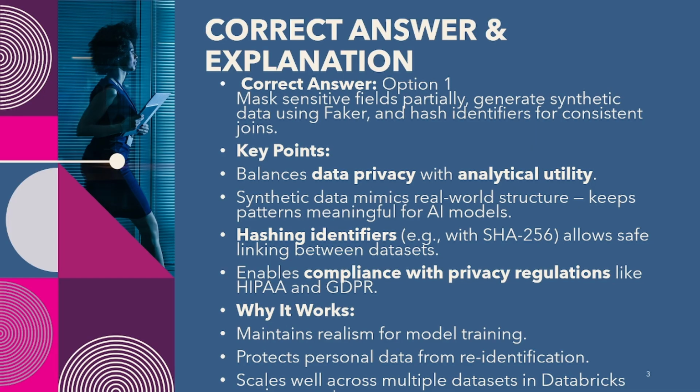And then there's hashing identifiers. This step is critical. When you hash an ID, say a patient ID or customer ID, it turns into a consistent but irreversible string. So if the same patient appears in multiple tables, you can still join them together securely, but no one can trace it back to the real person. That's what makes option 1 both secure and practical for AI and analytics work.